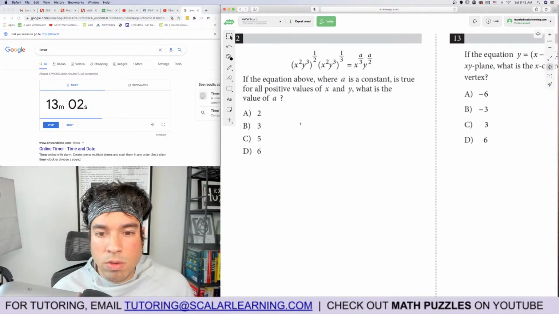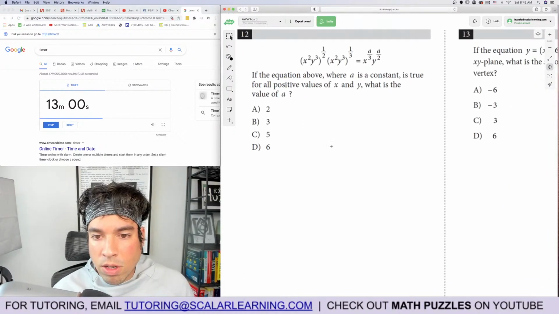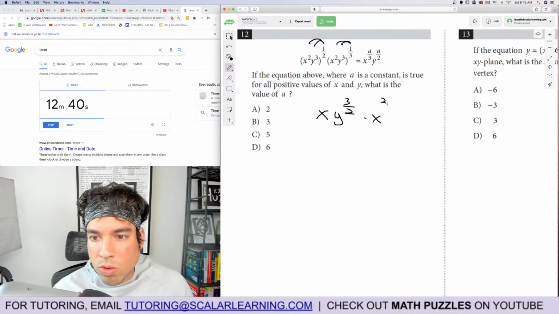Numero 12. If the equation above, where A is a constant, is true for all positive values of X and Y, what's the value of A? Got it. Let's use our rules. Remember, when it's a floating exponent like that, we kind of multiply in. So 1/2 times 2 is 1. 1/2 times 3 is 3/2. This one multiplied in is X to the 2/3, Y to the 1st equals, those we can't do anything.